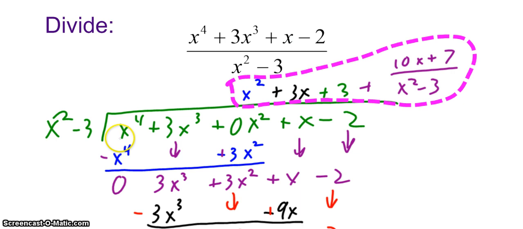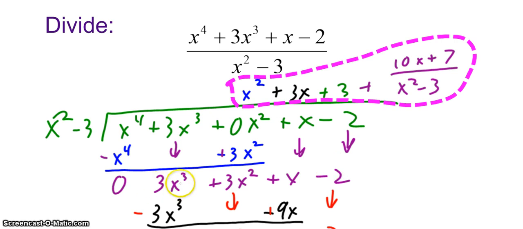How do we get that? X to the fourth divided by x squared is x squared. X squared times x squared is x to the fourth. X squared times negative 3 is negative 3x squared. I subtract, this becomes 0, this just comes down to 3x cubed, this becomes plus 3x squared, so I get plus 3x squared, bring down the x, bring down the negative 2.